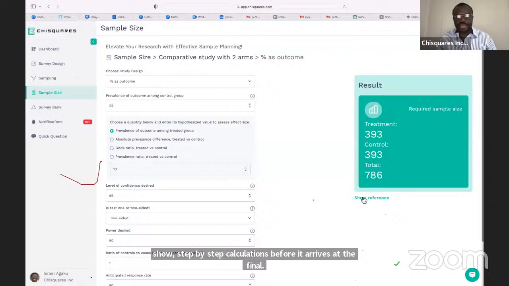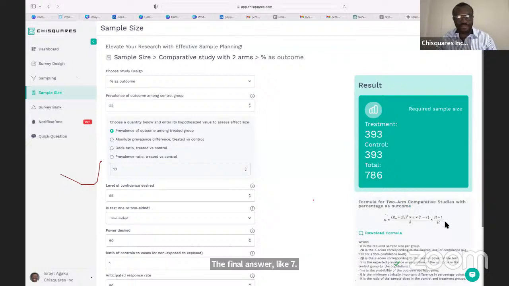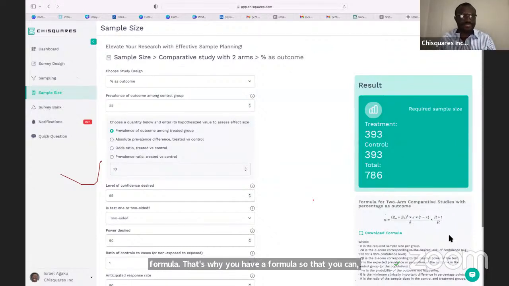Well, okay. The step-by-step calculation is what's in the formula. That's why you have a formula there, so that if you want to do it manually, you can use it step-by-step. And these are standard formulas in science. So regardless of the tool you're using, that's the same formula that we use.